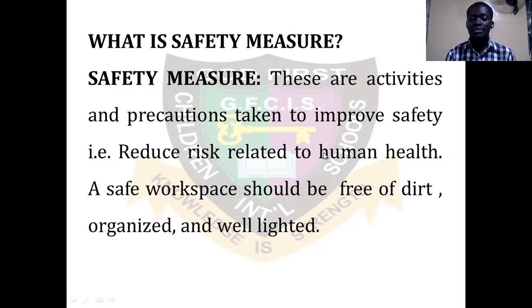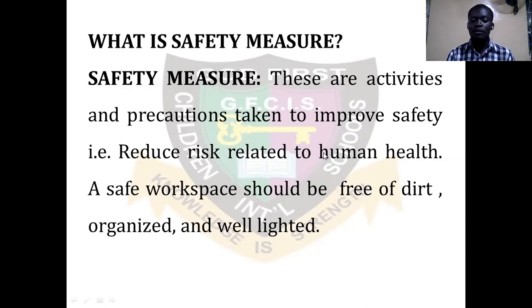Anything you do that reduces risk related to human health can also be called a safety measure. Those precautions you do that relate to human health is what we call safety measures. So safety measures are activities and precautions taken to improve safety. They are activities that reduce risk related to human health. We all have different safety measures at home. We have safety measures in the church. In the bus, we have safety measures. When you go to the field to play ball, you have safety measures. When you go to recreational centers to relax with your family, you have safety measures. We have those things that will be put in place to minimize health risk, to minimize health hazard.